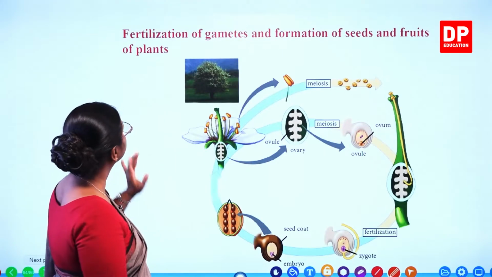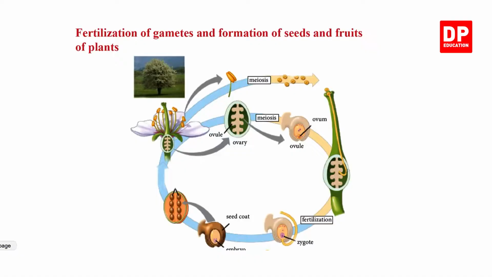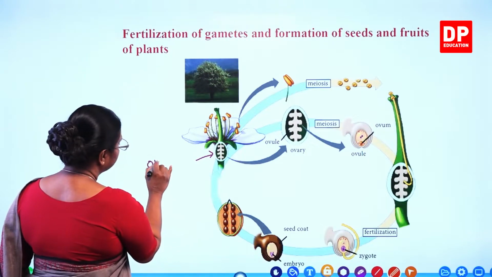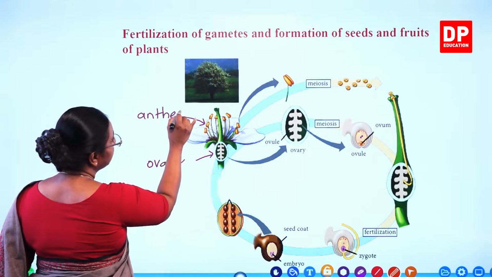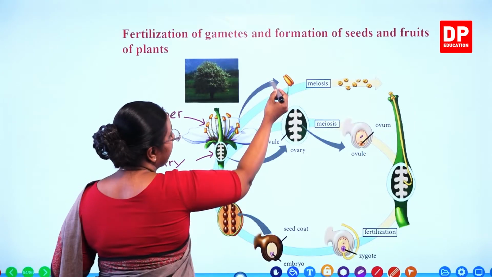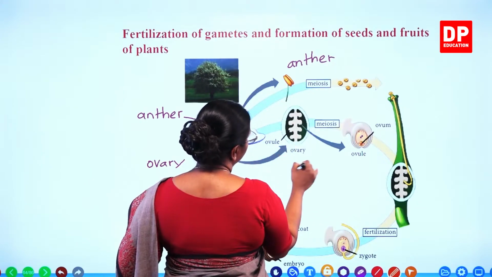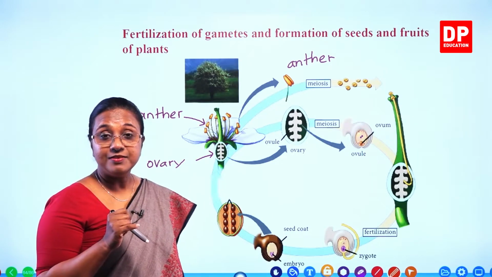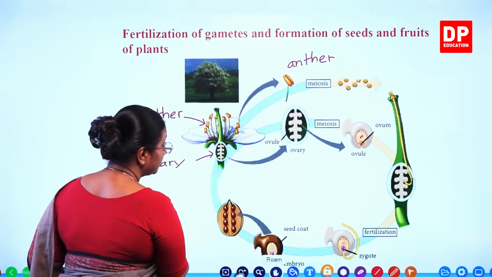Here we have the diagram: fertilization of gametes and formation of seeds and fruits of plants. If you take a plant, this is what will happen. The plant will have flowers. Here you can see the ovary, and here we have the anther in which the pollens are produced. Inside the anther, here you can see anther and stamen. Again here we have the anther and the stamen. Ovary here, and inside the ovary you can see the ovules. What is the cell division? It is meiosis. During meiosis, what happens? You all can remember, students.